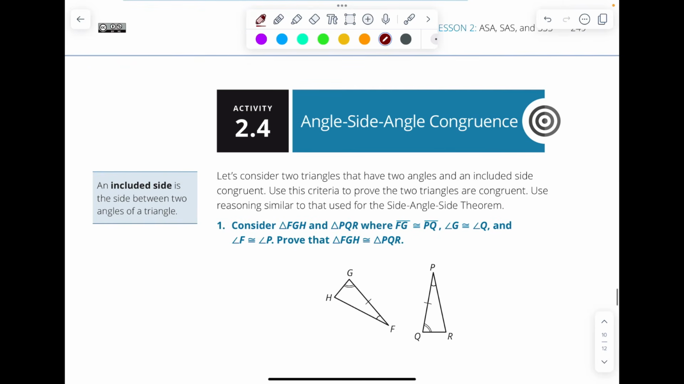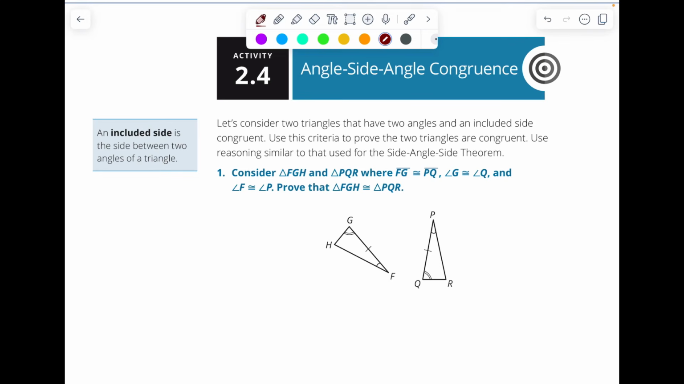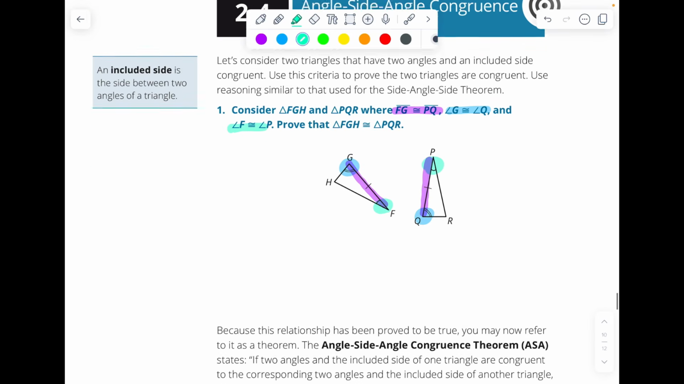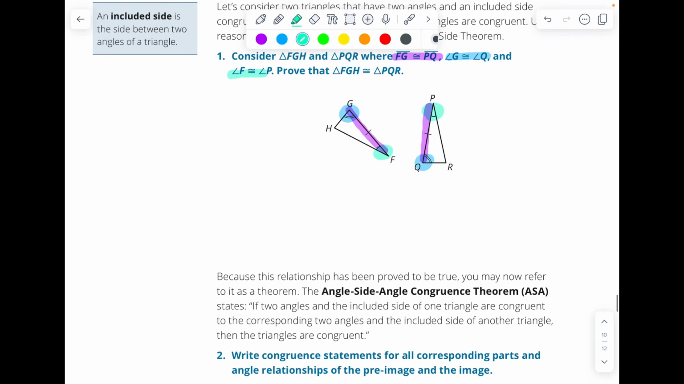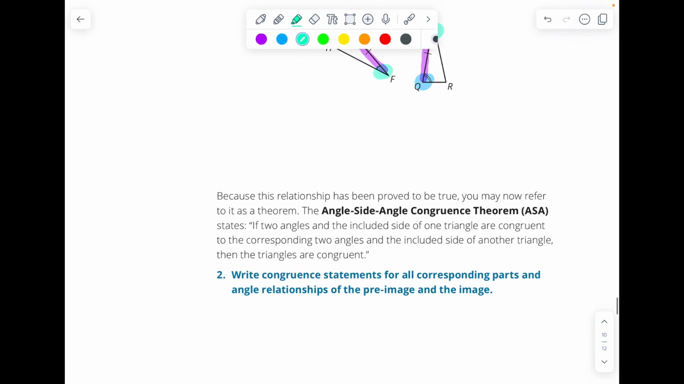All right, 2.4, angle side angle congruence. So for this one, we are considering that FG is congruent to PQ, and angle G and angle Q are congruent, and then angle F and angle P are congruent. And we're trying to prove that these two triangles are congruent. So obviously you can use patty paper to trace one, and then put it on the other to see if they are congruent.